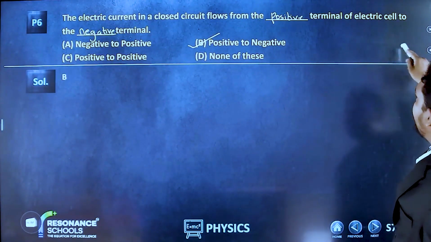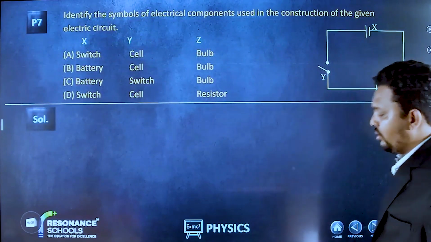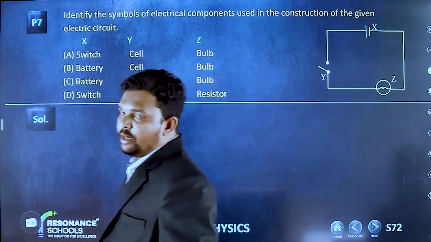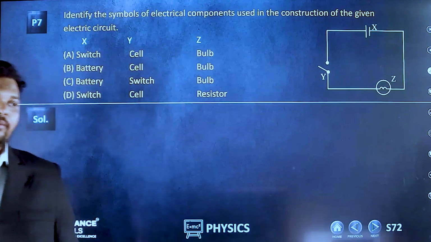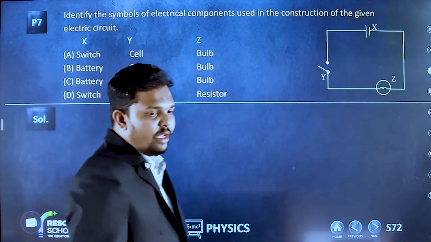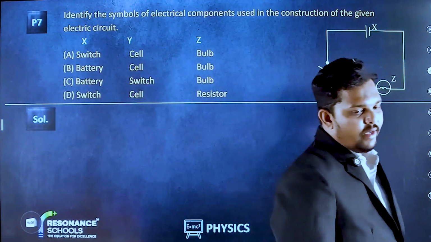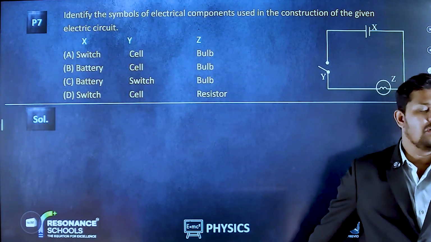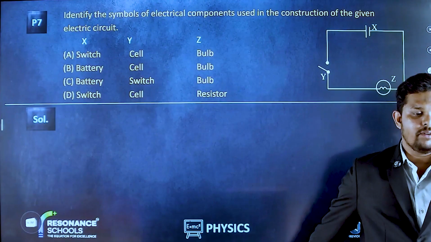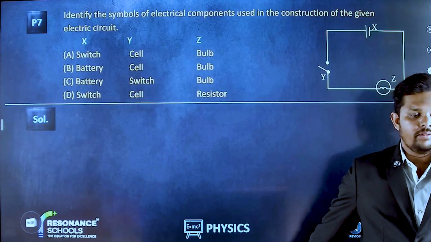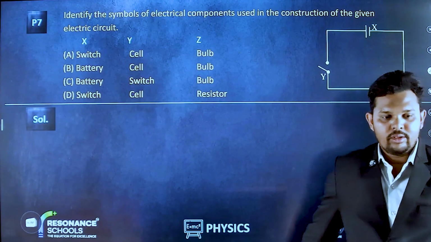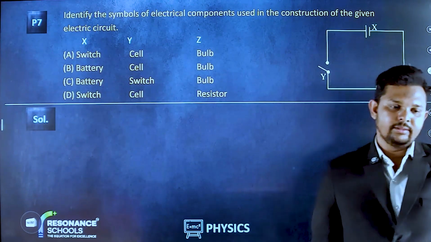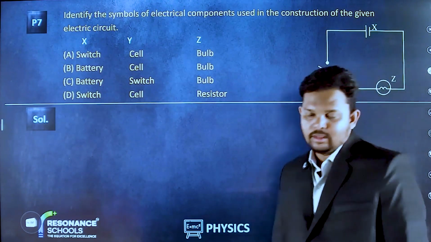Question number 7. Now I want you to look into this question. I'm giving 2 minutes of time, then I'm going to give you the answer for it. Majorly all the students started giving the answer. Very good. All the students started giving the answer for it. That sounds good. Okay, fine.